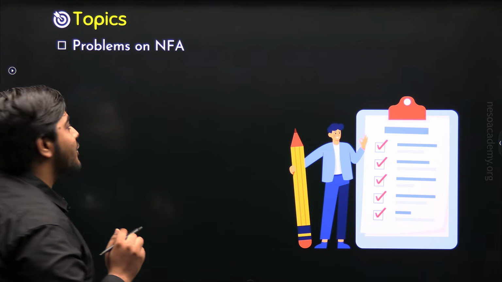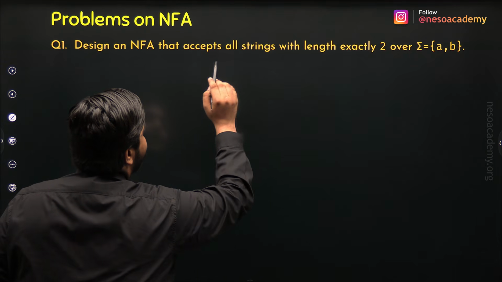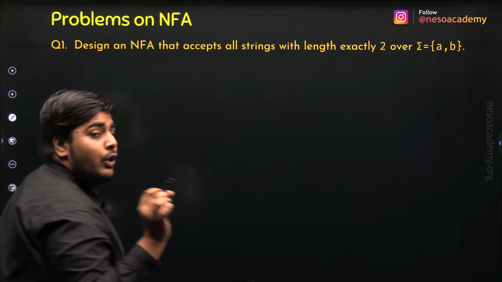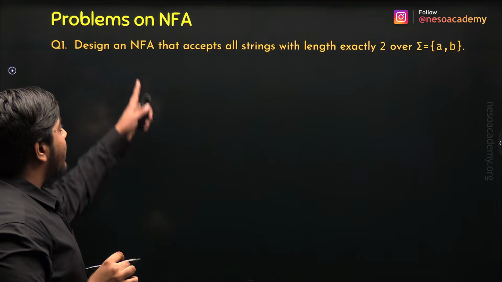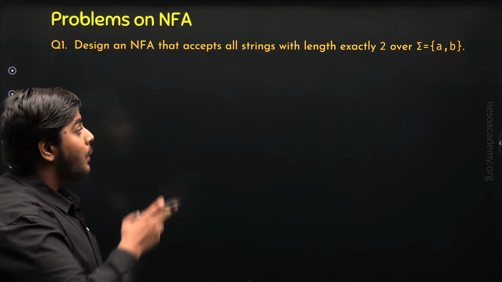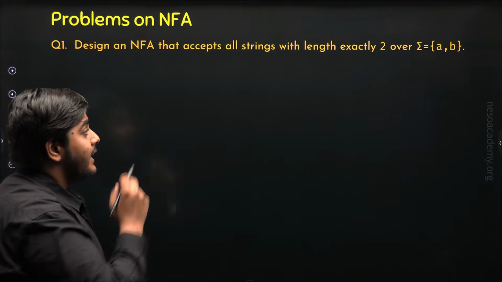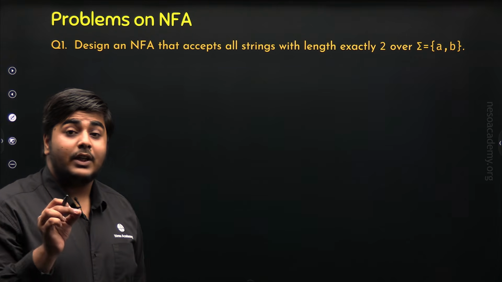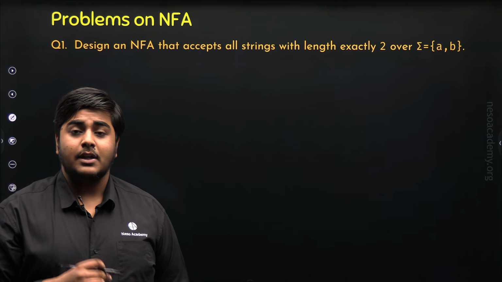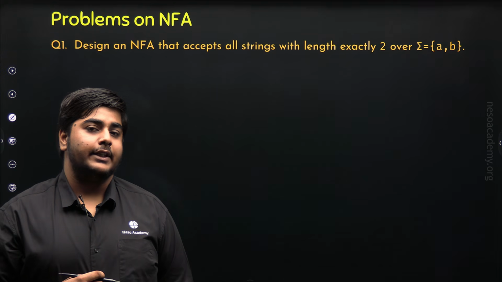So let's read the very first problem. Design an NFA that accepts all strings with length exactly 2 over the alphabet {a, b}, which means you are required to construct a non-deterministic finite automata that will accept all the strings made up of a's and b's such that the length of the string is exactly equal to 2. Length exactly equal to 2 means that the number of symbols in the string should be exactly equal to 2. Not less than 2, not greater than 2.